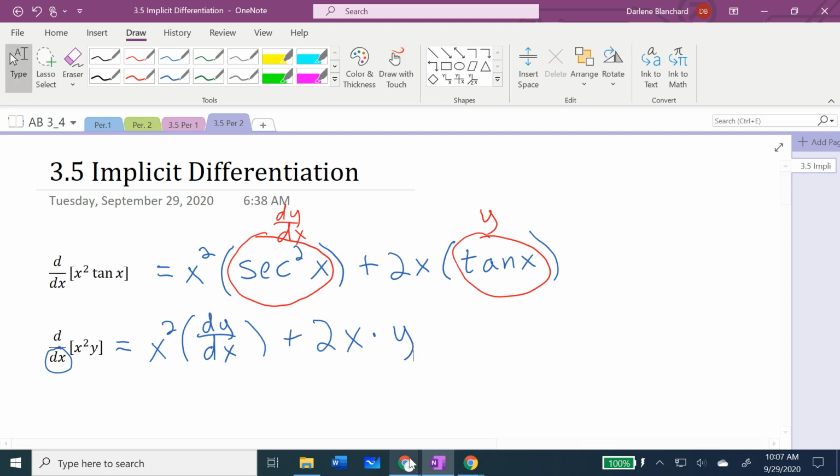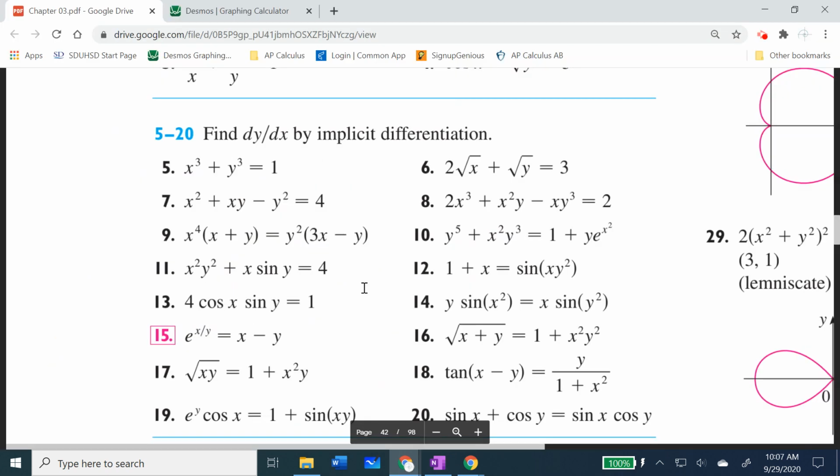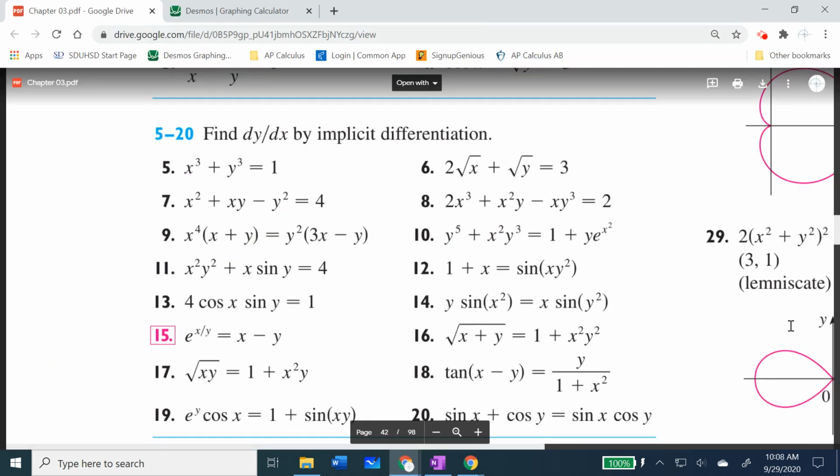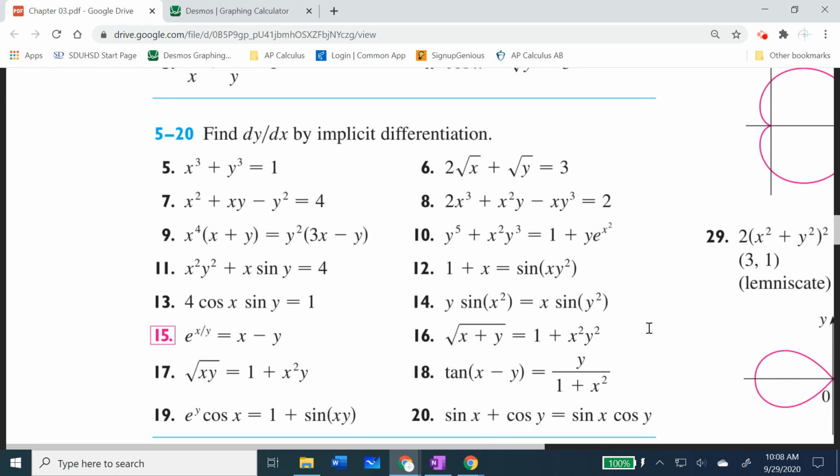Now, I want to also point something out to you with your homework. It's asking you to find dy dx. The focus is the denominator. Anytime you have to do implicit differentiation basically means that you have to take the derivative and you have a variable that is not the variable you are differentiating with respect to involved.